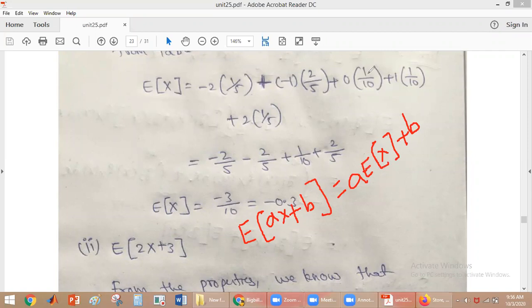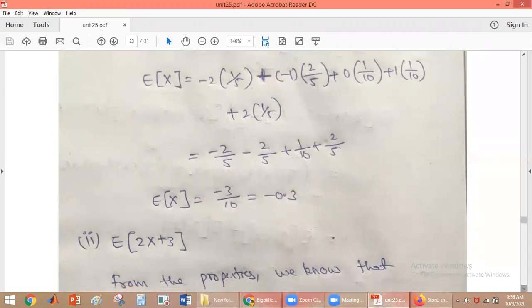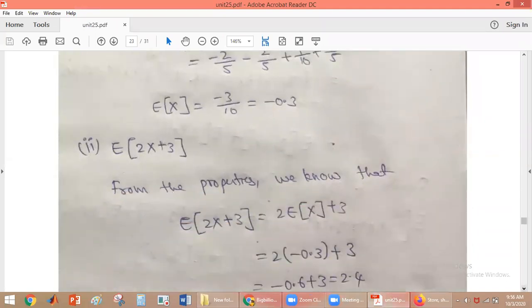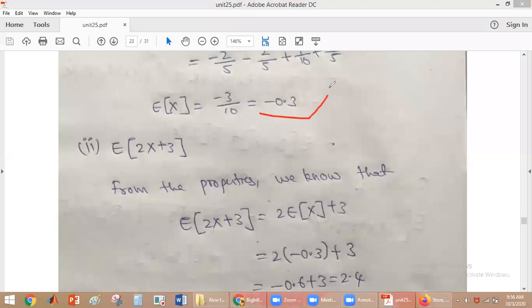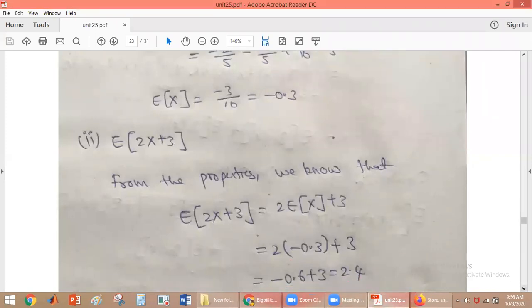Now using that property, we write this as 2 into E of x plus 3. E of x we already found in the previous step; we got it as -0.3. So the same value we substitute here, -0.3. What value do we get? 2.4. So the value we are getting here is 2.4. Now we see the third part.